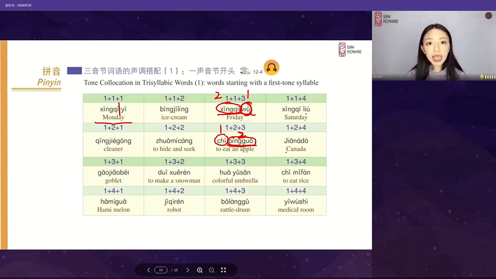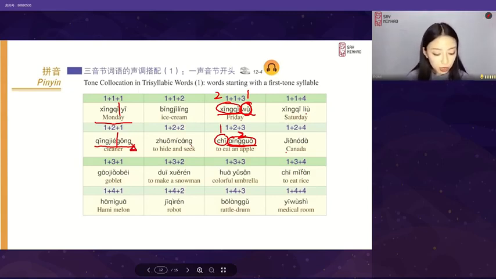But when we cannot separate it, then we can just read it as two and one, okay? Just read it as two and one. For example, 清洁工, just separate it here: 清洁 and 工, okay? 清洁 and 工, because there is nothing special for this word.